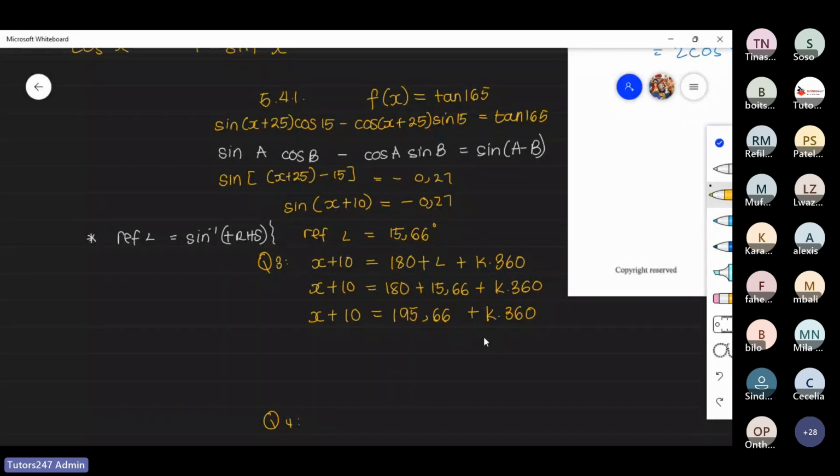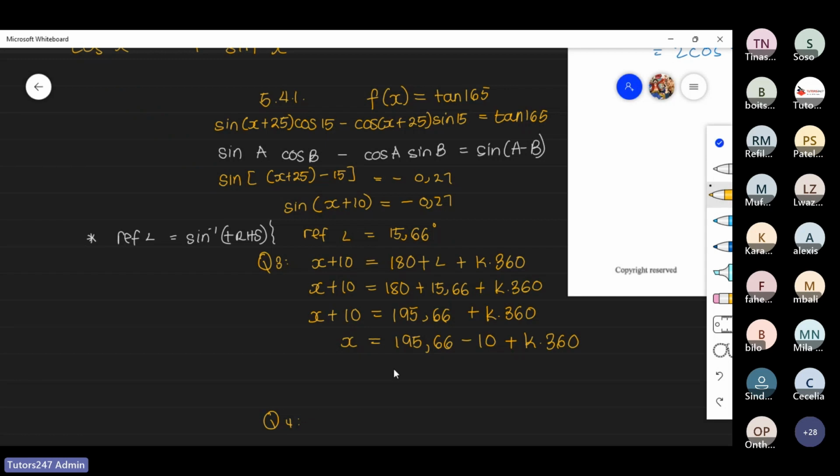Now, once you've simplified the right-hand side as far as possible, this is when you start to move around the left-hand side. Remember, I told you don't touch the left-hand side, just leave it alone. Now is when you start to touch it. You start to move it around to simplify. So this is then going to be x equals 195.66 minus 10. We move that positive 10 to the right-hand side, making it negative 10. And that is plus k times 360.